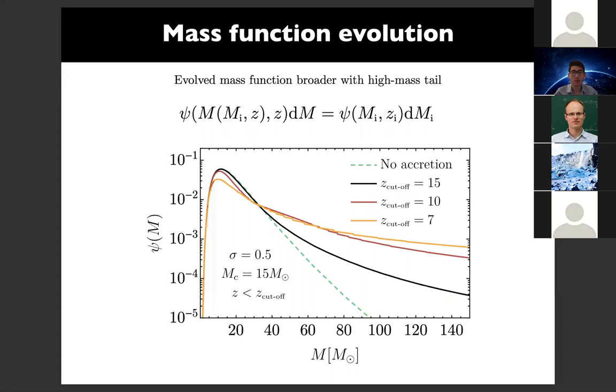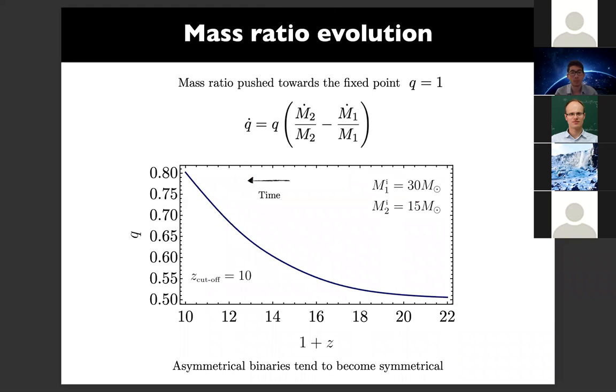And the second prediction of accretion is on the mass ratio of the binary system, which, since the secondary component experiences a relatively larger accretion rate with respect to the primary, basically is pushed towards unity. And in this plot, you can see the evolution of the mass ratio, fixing the initial masses of the primordial black holes in the binary, in terms of redshift, or if you want, of time. And as you can see, basically, the mass ratio will grow towards unity. So asymmetrical binaries tend with time to become symmetrical as accretion takes place.